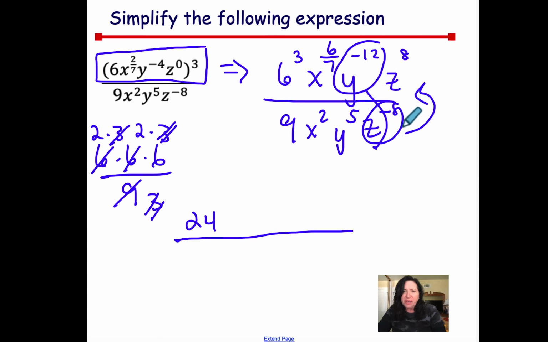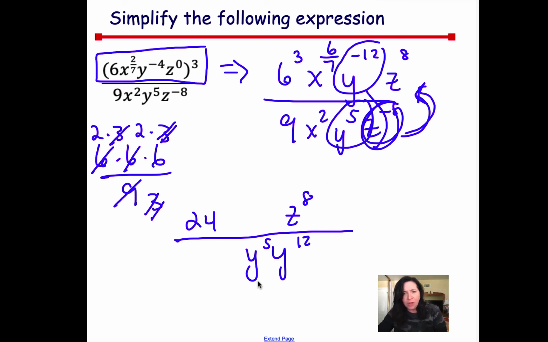This z to the negative 8 went to the top, right? So that became z to the 8th on top. This y to the 12th went down to the bottom. And then I also had a y to the 5th down here. See that? And then I'm going to combine those at some point and say that's going to be y to the 17th power. Now for my x's, though they're just not the same.